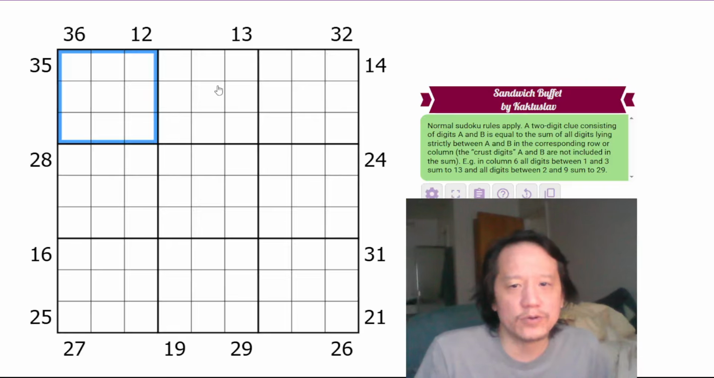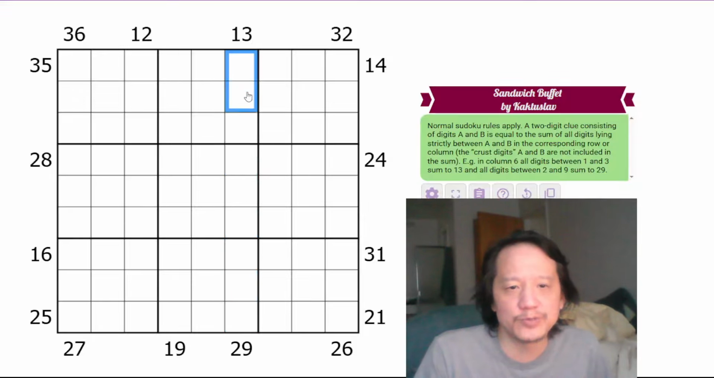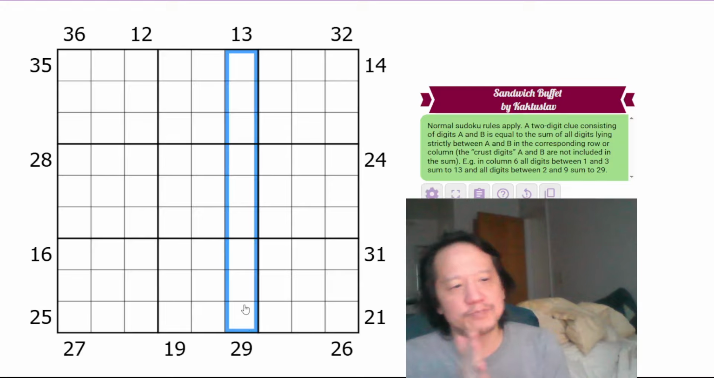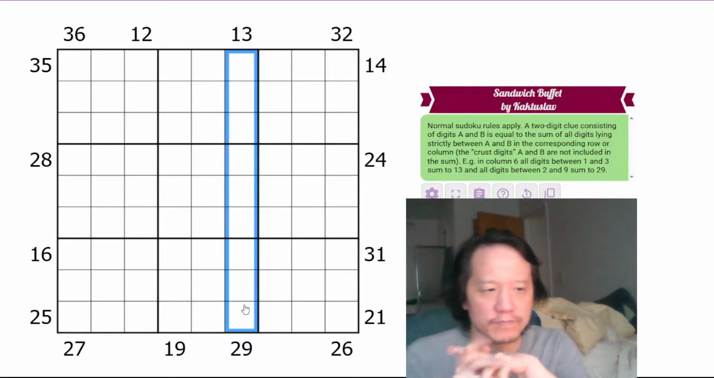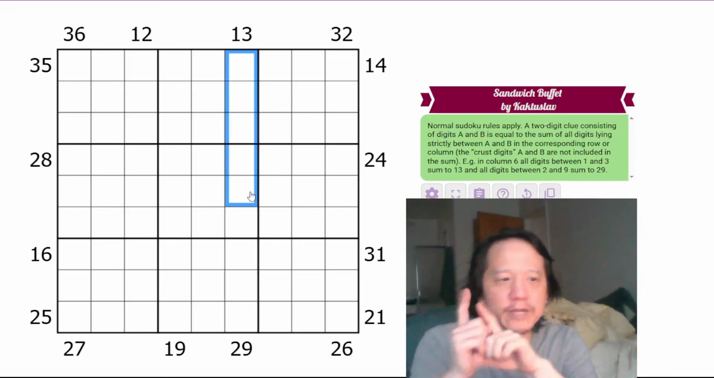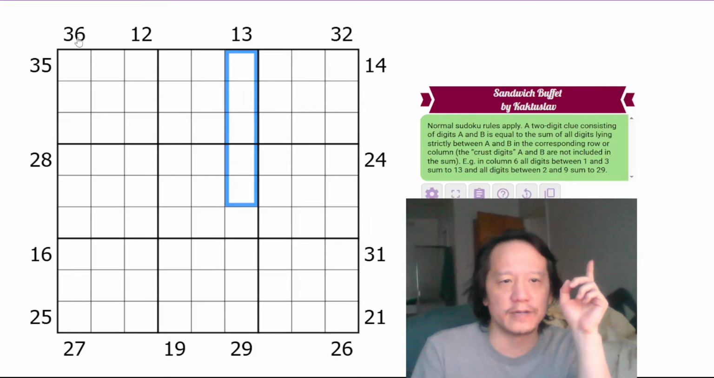For example, in column 6, all digits between 1 and 3 sum to 13, and all digits between 2 and 9 sum up to 29. Oh, interesting. Okay. So this is not typical sandwich Sudoku rules. That means the sum is made up of 2 digits, right? So in every sum, this is 3 and 6.